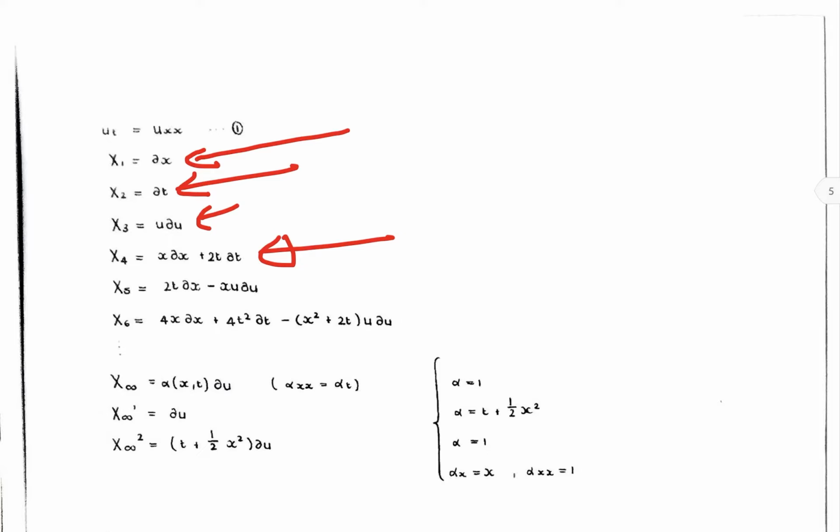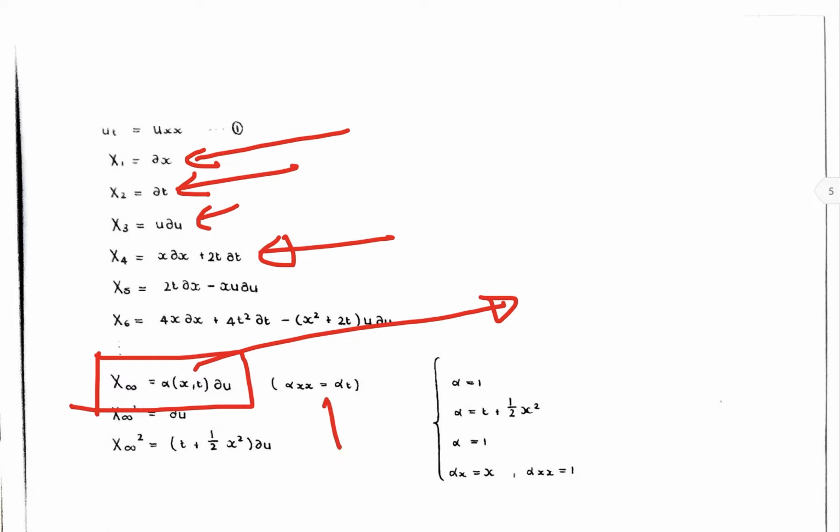We do have one vector field that is regarded as an infinite vector field. In our calculation, it turns out that one of the vector fields is a function of x and t, alpha(x,t) d/du, where this function alpha satisfies the heat equation itself. So any solution of the heat equation, for example, alpha equal to 1, or alpha equal to t plus a half x squared, all solutions of this heat equation give rise to additional vector fields or symmetries of the differential equation.